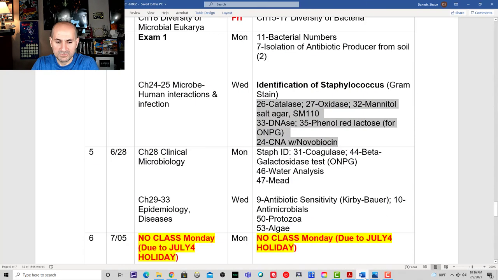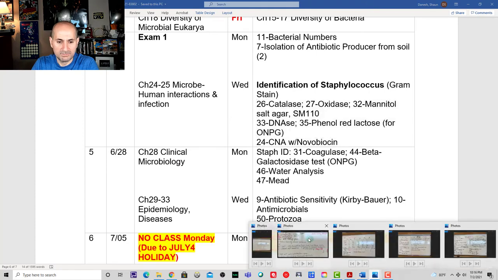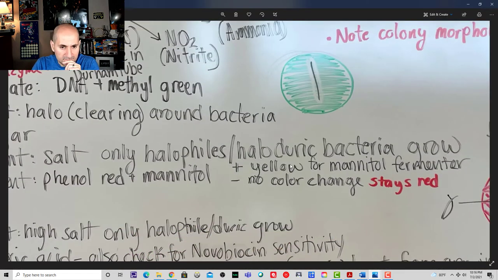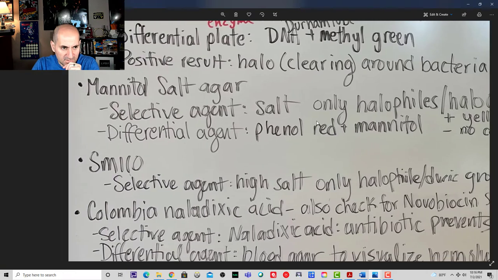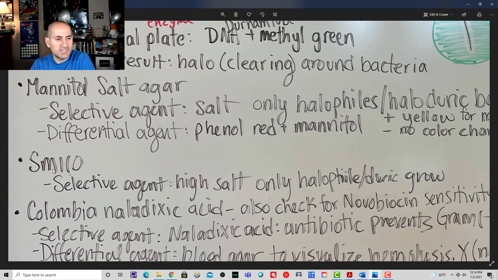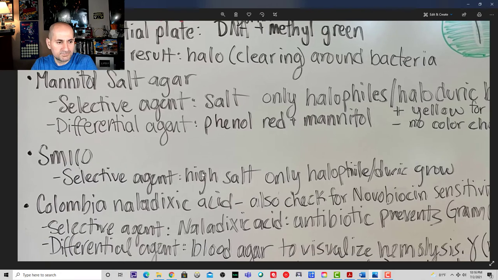I hope that helps clear things up for you. Let's move on to the SM110 plate. SM110 plates are simply selective plates. They are selective because they are high salt plates. Only halophiles or halodiuric will grow.